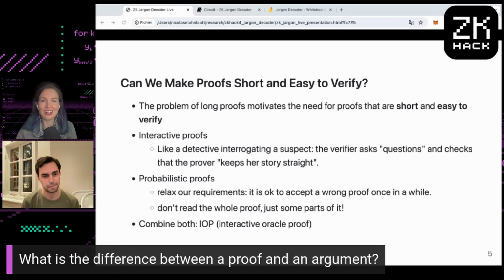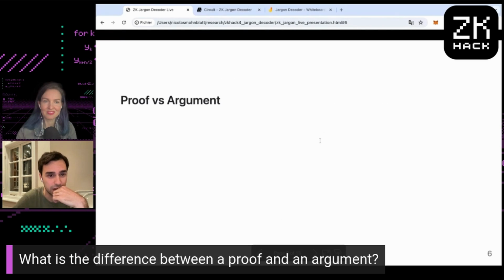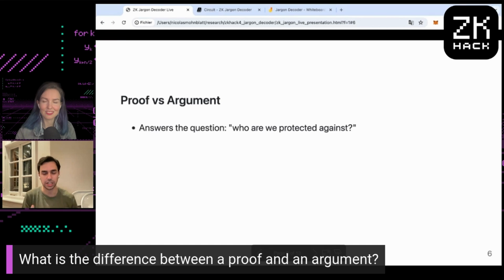All right, what is the difference between a proof and an argument? That's a good one and a confusing one. It's basically a question of, we have these protocols, someone is producing a proof, and maybe they have incentive in tricking the verifier, right? Like if you produce a proof and get some money based off of that, you might want to trick the verifier. And so the question is, who are we protected against? Like what security guarantee do we get?